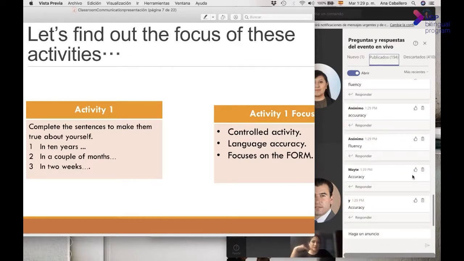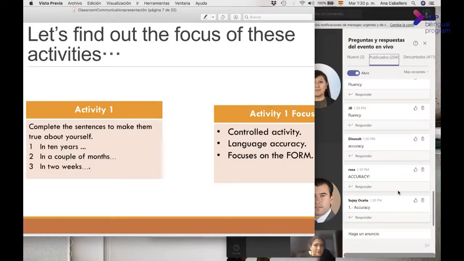Sometimes we get confused because we say, yes, students are using their own personal knowledge. However, we're focusing on accuracy because we're giving students the prompt so they practice the modal verb will. So all of you who answered accuracy, you're correct. So congratulations.